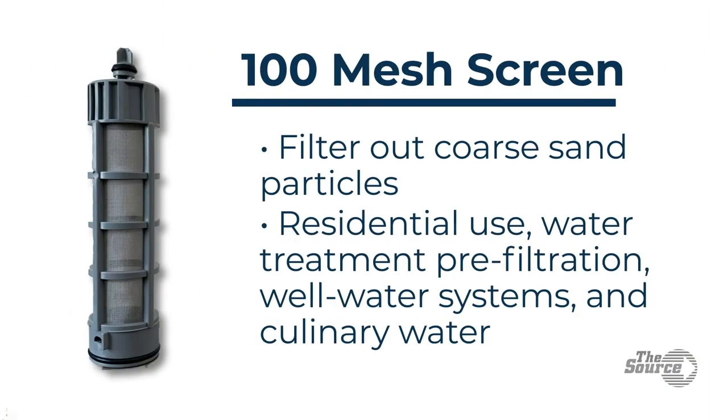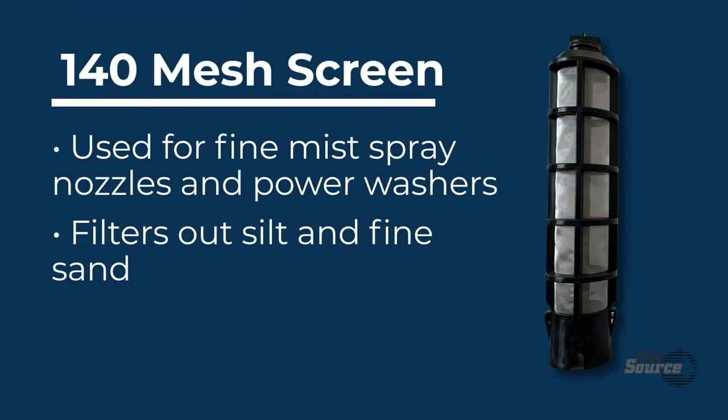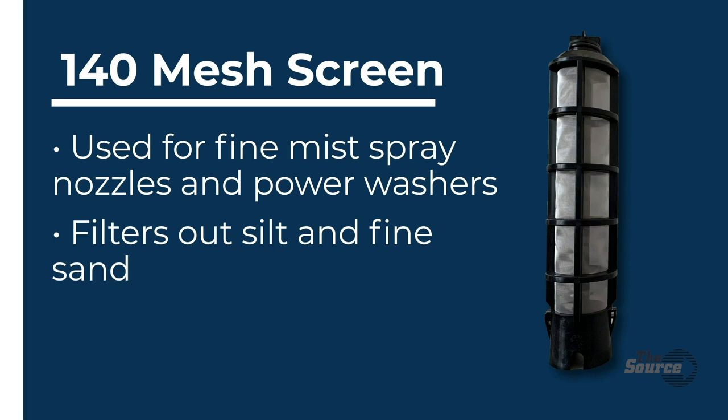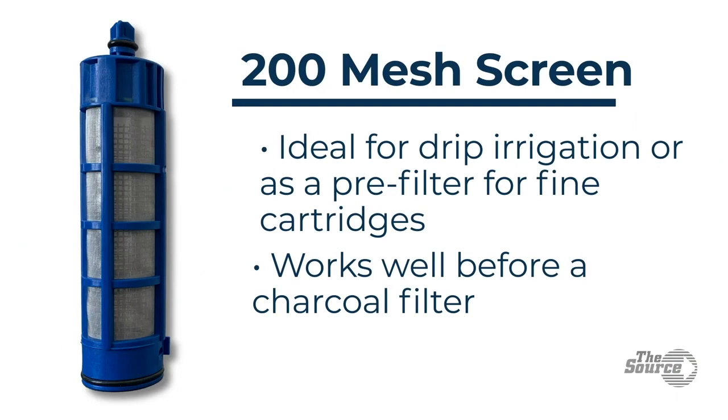100 mesh screens filter out coarse sand particles and are common for residential use, water treatment pre-filtration, well water systems, and culinary water. 140 mesh screens are for systems using more sensitive equipment like fine mist spray nozzles and power washers that need silt and fine sand filtered out of the water that would otherwise clog up the nozzles. 200 mesh screens are ideal for drip irrigation or as a pre-filter for very fine cartridges.